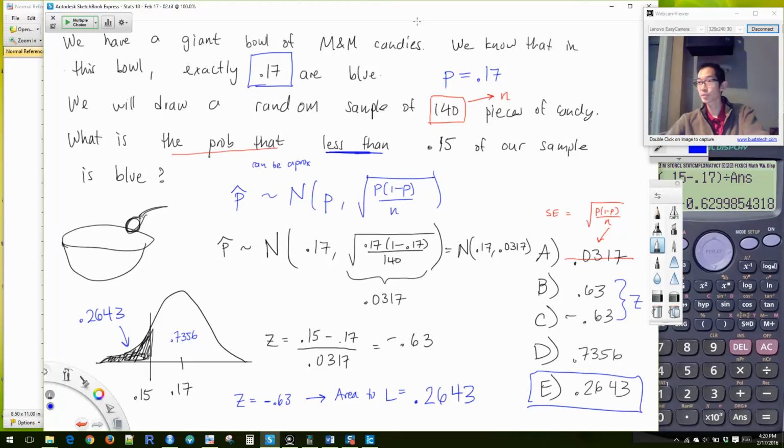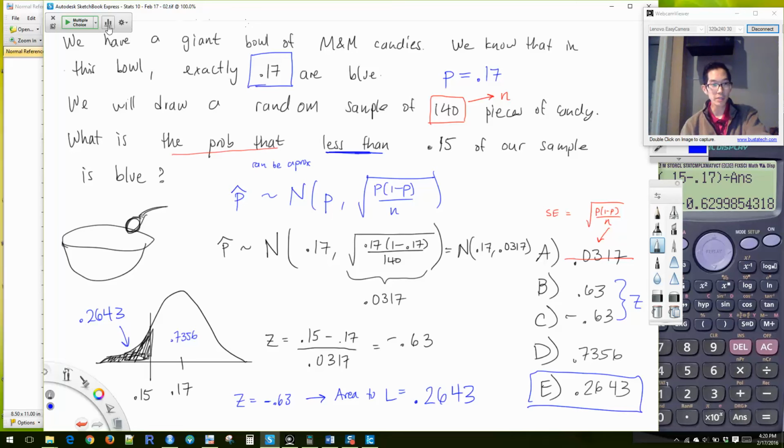Yes, question? What is the capital N? This capital N right here? This is just a shorthand way of saying normal distribution where the mean is p and the standard deviation is this quantity. I could write it all out and say the distribution of p hat follows the normal distribution with a mean of this and a standard deviation of this, but that would not be correct.